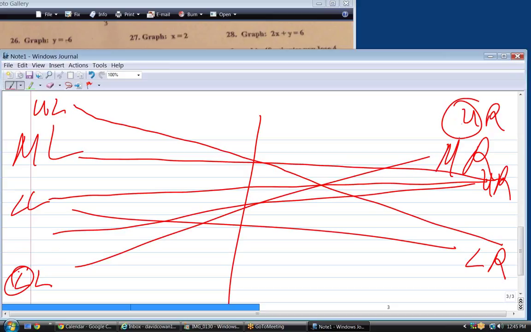Lower to upper is positive. Upper to lower is negative. And always go left to right. And then that's all you have to memorize, is that lower to upper is positive, upper to lower is negative. Right. And basically you determine where that line starts because you're always starting from the left.